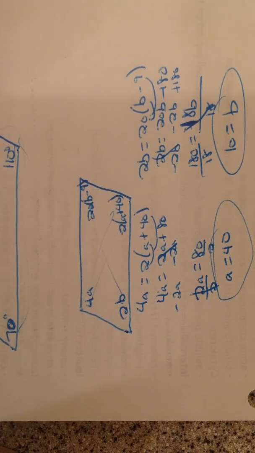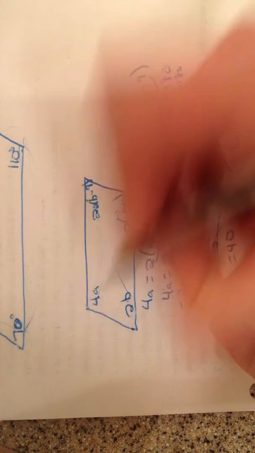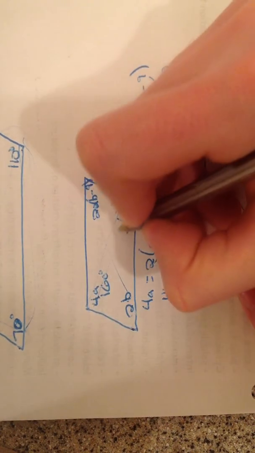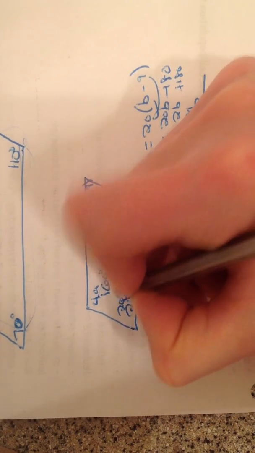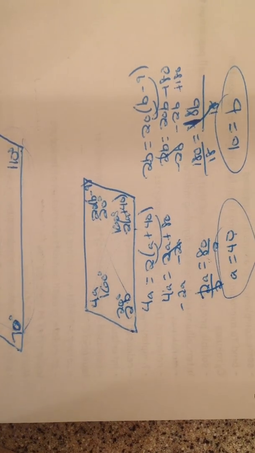We could then go ahead and stick these back in for a to find the angle. So 4 times a, or 4 times 40, would be an angle of 160. So we expect these two angles to be 160, and we expect these two angles to be 20. And that would be our parallelogram.